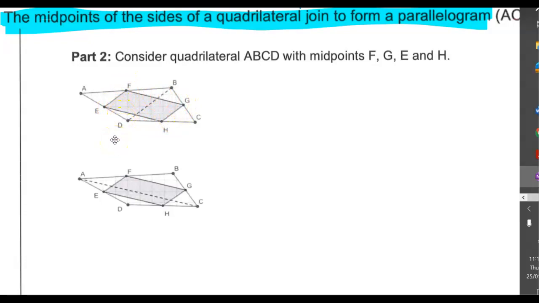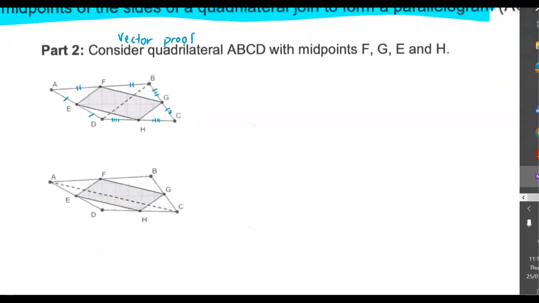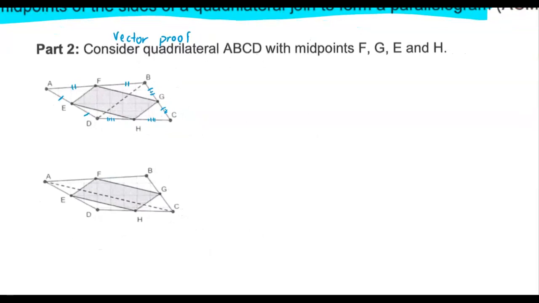So let's first of all write down what we know. If you like to mark your shapes, you could mark it such that we know those are the same distance, those two are the same distance, those are the same distance, and those are the same distance. And noting this needs to be a vector proof, okay, not just a plain old geometry, non-vector proof.